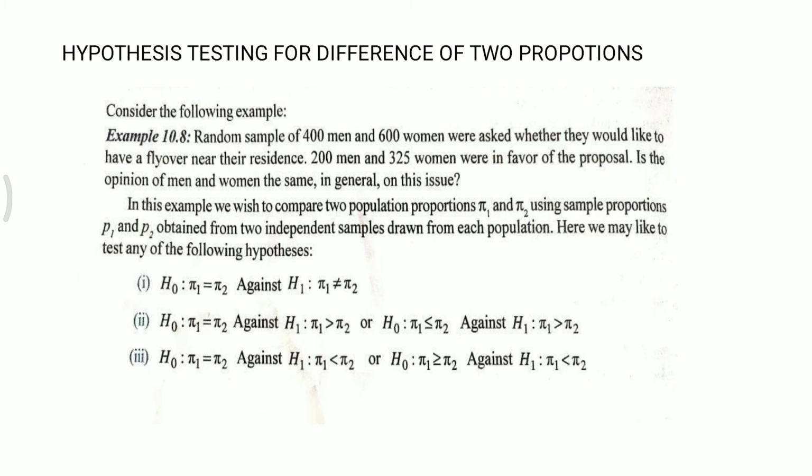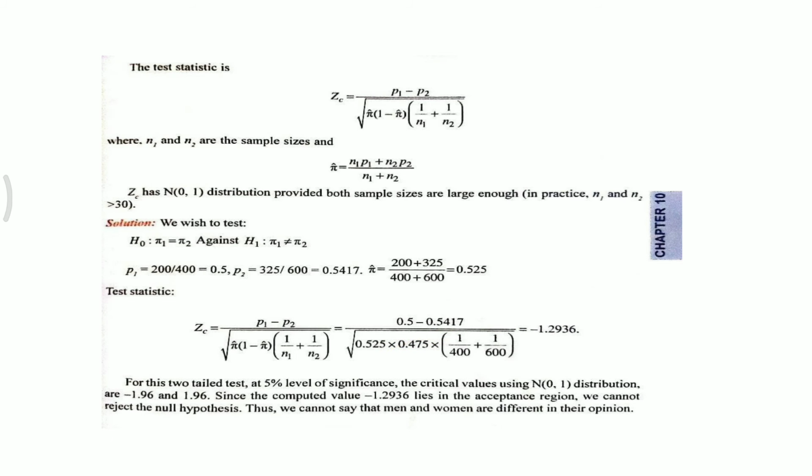Here, two population proportions pi1 and pi2 are compared by using sample proportions p1 and p2, which are obtained from two independent samples drawn from each population, which can be known by conducting a hypothesis test. The test statistic can be calculated by using this formula, where P1 and P2 are the sample proportions and n1 and n2 are the sample sizes, which can be tested by using a two tail test.